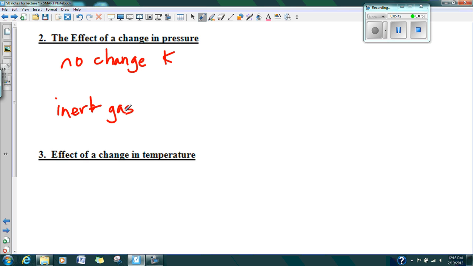Now, the new thing that we need to talk about here is if we have a change in volume of our container. You should recognize by Boyle's law that if I have a change in the volume of my container, Boyle's law says that pressure 1 times volume 1 equals pressure 2 times volume 2. And so what we are taking a look at is, if I'm going to shift my volume, how is that going to apply to Le Chatelier's principle?